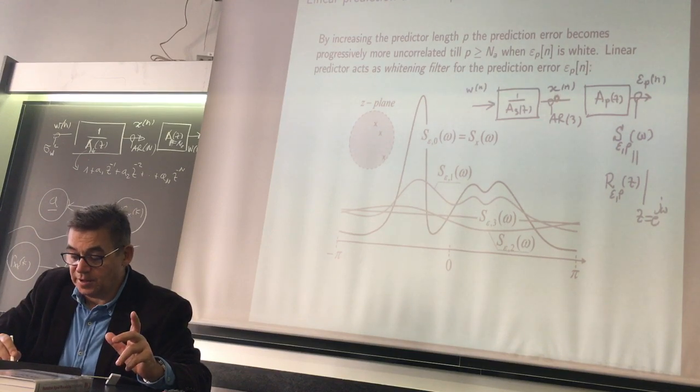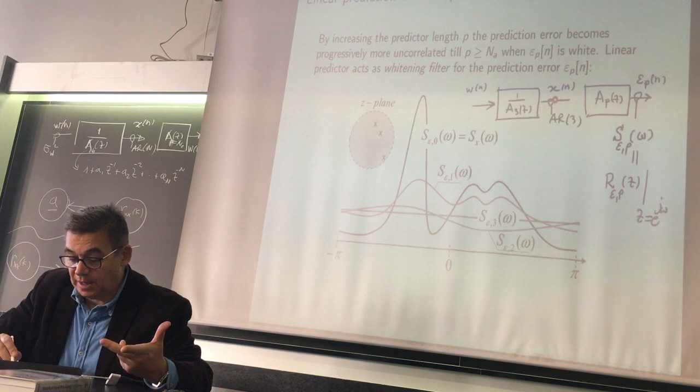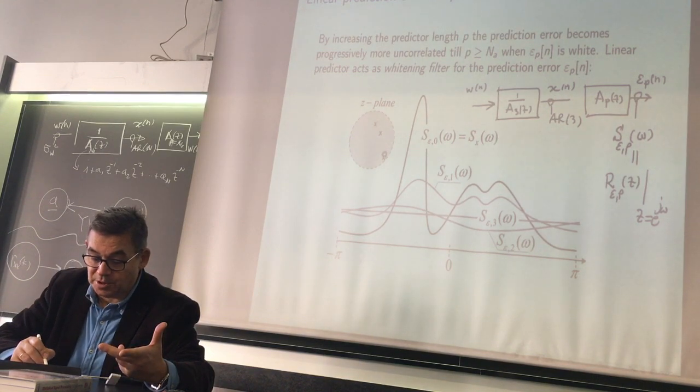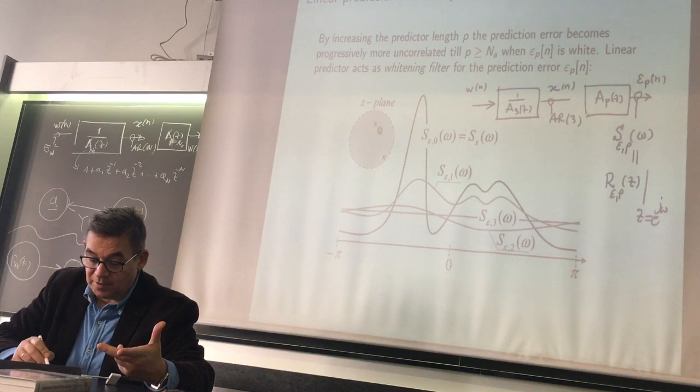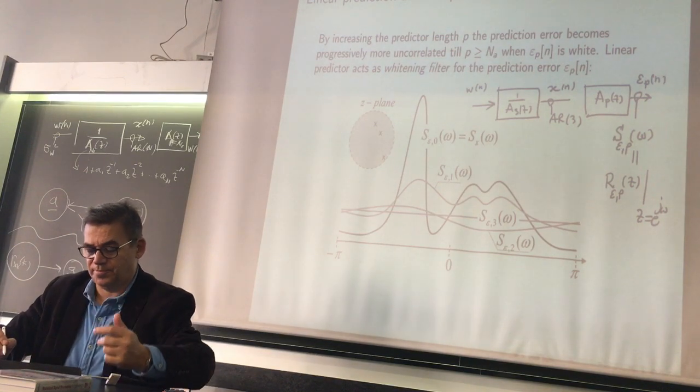Now, if Xn is an autoregressive process of order P, and so I have 3 poles, then assuming that in the Z plane I have these 3 poles in this position, that means that I have a 1st resonance, a 2nd resonance, and a 3rd resonance. So, oh, this plot has been flipped.